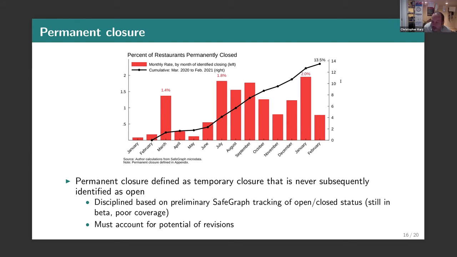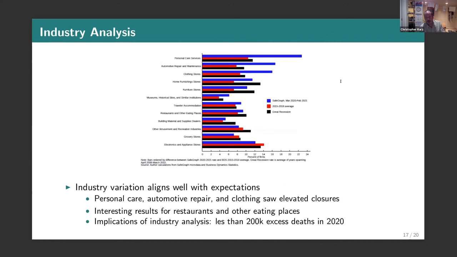You'll see that there are people out there trying to list businesses that have closed, and I think some of that information is taken on board here. We see elevated closure rates for dine-in restaurants, a cumulative of about 13.5% since the start of the pandemic. More importantly, not just looking at restaurants, we take this information and look at different industries, and it also aligns well with expectations.